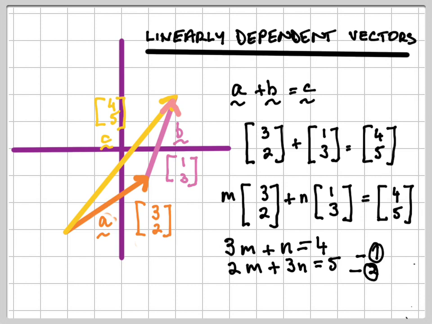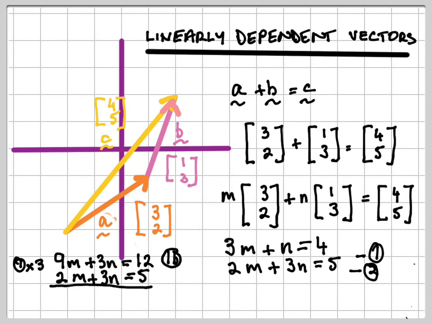Well, let's do that. I am going to do that by multiplying equation 1 by 3. So 1 is getting multiplied by 3. So I end up with 9m plus 3n equals 4 times 3 is 12. I'm labelling that equation 1b because it is a scalar multiple of equation 1. Equation 2 I haven't touched. So it's 2m plus 3n equals 5. And now all I need to do is solve for m and n.